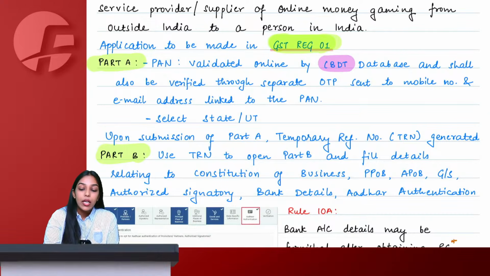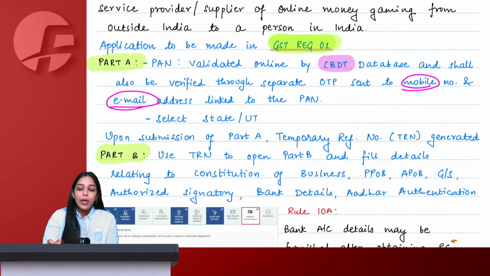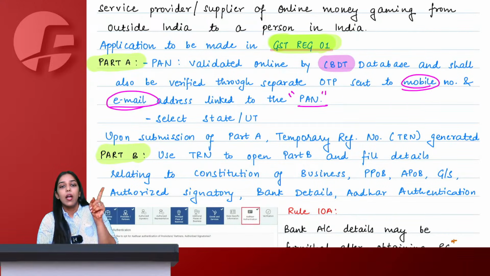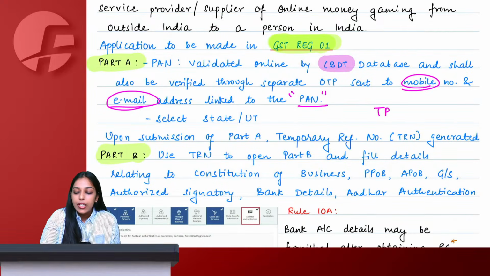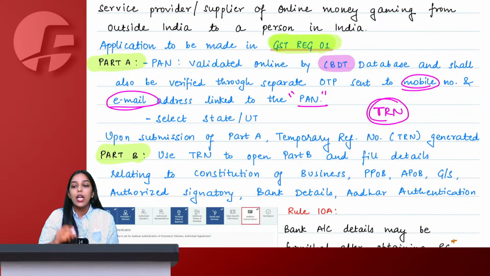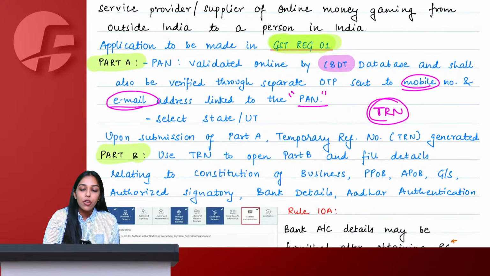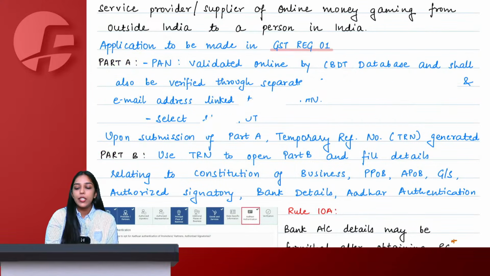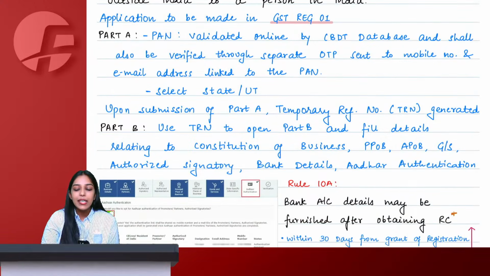You need to make sure that whatever mobile number and email ID you are giving, they have to be linked with your PAN only. You get 2 separate OTPs. One OTP on your mobile number, one OTP on your email ID. Then you enter the 2 separate OTPs, and after validation, a temporary reference number is generated. A TRN is generated. Now, with the use of the TRN, you can open your GST REG-01 Part B. So Part A is very simple.